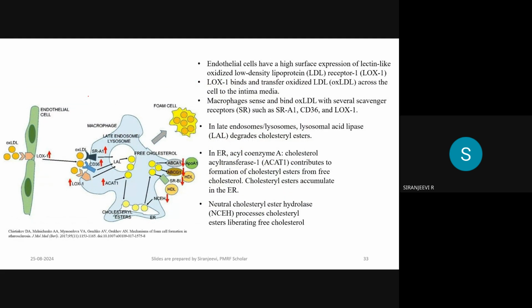So here we are going to see one such example for atherosclerosis formation.